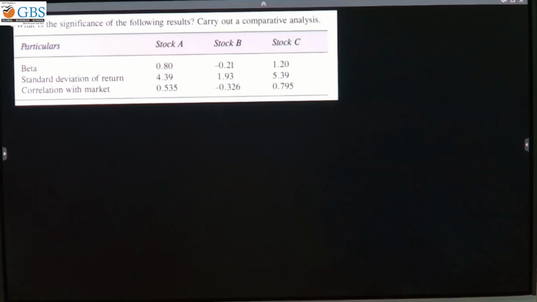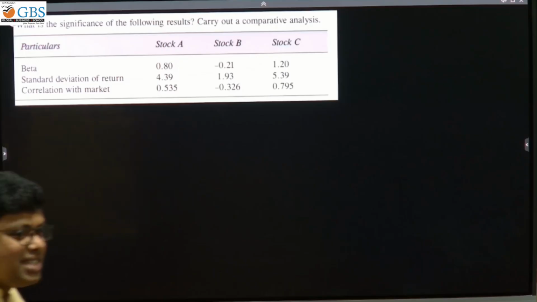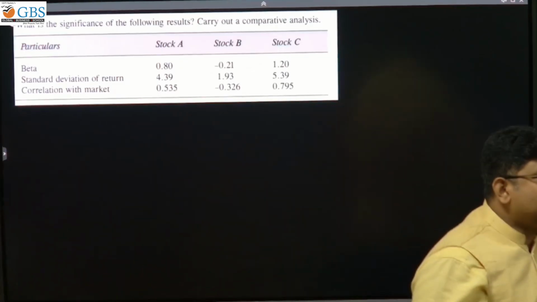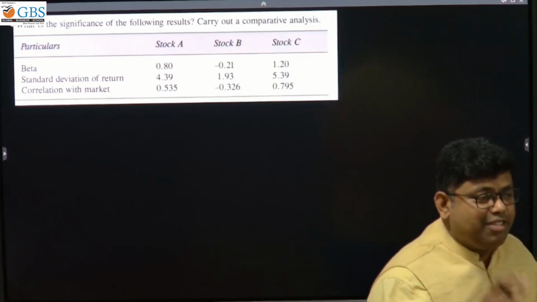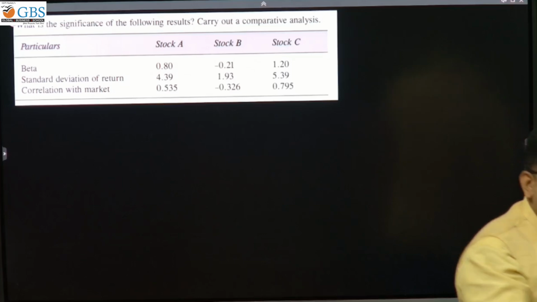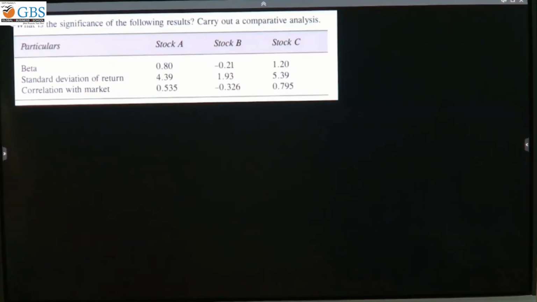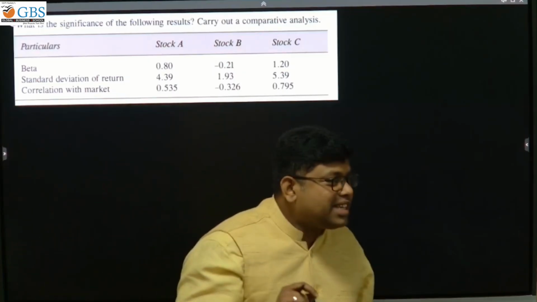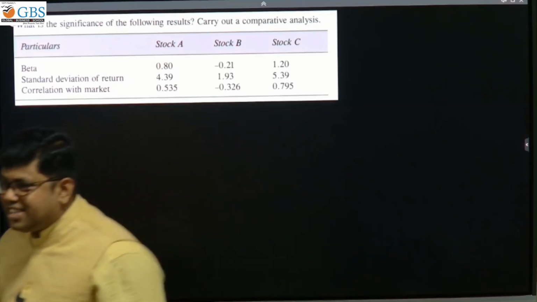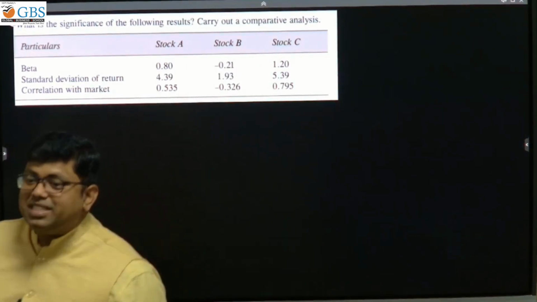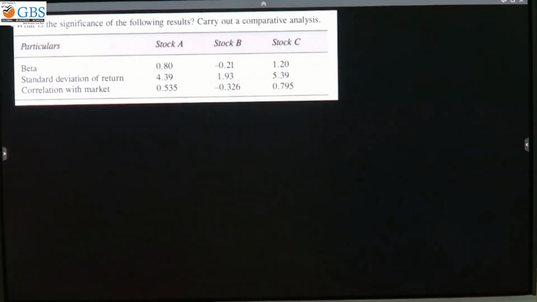Beta measures what? Market risk. Correct. Beta measures, which is also called systematic risk. Come on, tell with me. Beta measures, it is also called as systematic risk. Now tell, which is good as per the beta? So what should be the conclusion? Are you understanding what I'm saying?